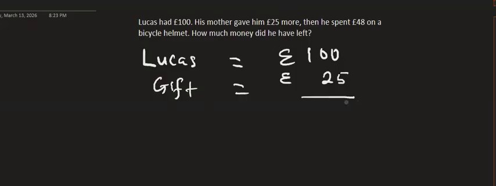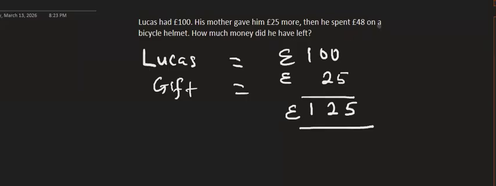So 0 plus 5. Are you with me? 0 plus 5, that's 5, right? 0 plus 2, that's 2, right? And we write down 1. So that is 125 pounds. So the total money that Lucas had was 125 pounds.